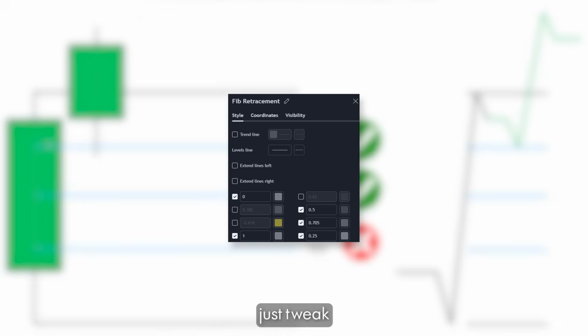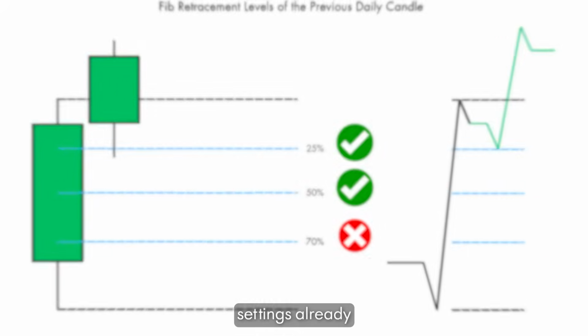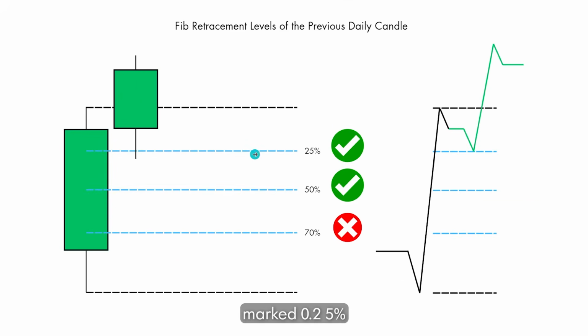All we have to do is just tweak your Fibonacci settings already. Mark out a 0.25 to illustrate your 25% level, your 0.5 to illustrate your 50% level, and a 0.7 to illustrate your 70% level, okay? You would want your current day candle to at least retrace to the 25 or the 70. Once price starts to go beyond the 70%, I would identify that as an invalidated setup, okay?